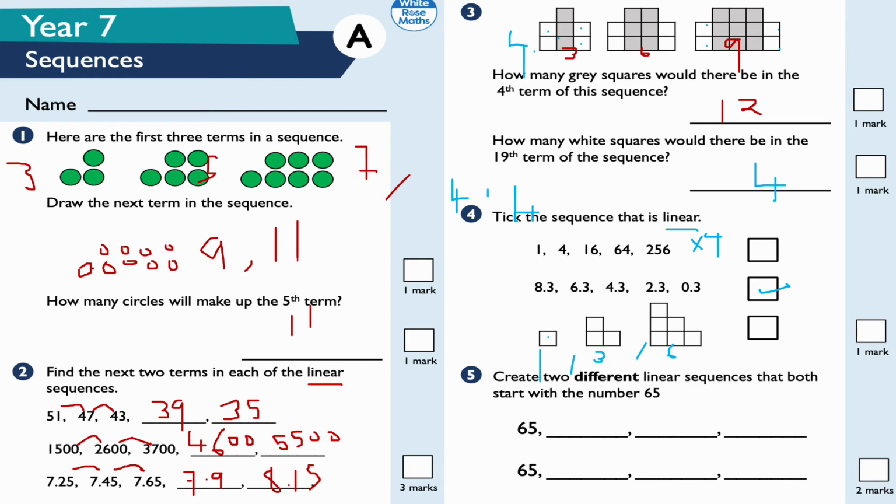Okay, this is question number 5. Create 2 different sequences, linear sequences, that start with the number 65. So I can have 66, 67, 68, and then I can even have 65, 64, 63, and 62. Okay, so that's that one there.